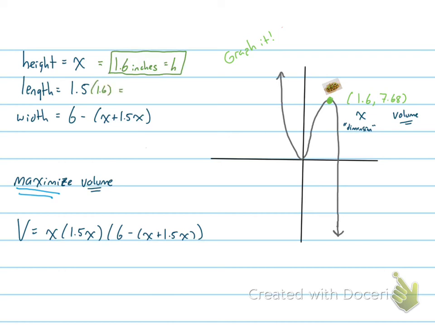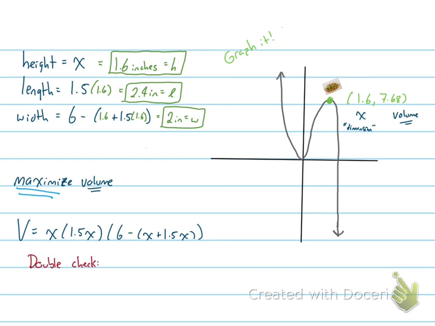So finally, figuring out what all of my specific dimensions should be, my height should be 1.6 inches, my length should be 1.5 times 1.6, or 2.4 inches, and my width, plugging in 1.6 for x, should be 2 inches. So if my height is 1.6, my length is 2.4, and my width is 2 inches, that's going to maximize the volume of that Crunchwrap Supreme to be 7.68 inches cubed.